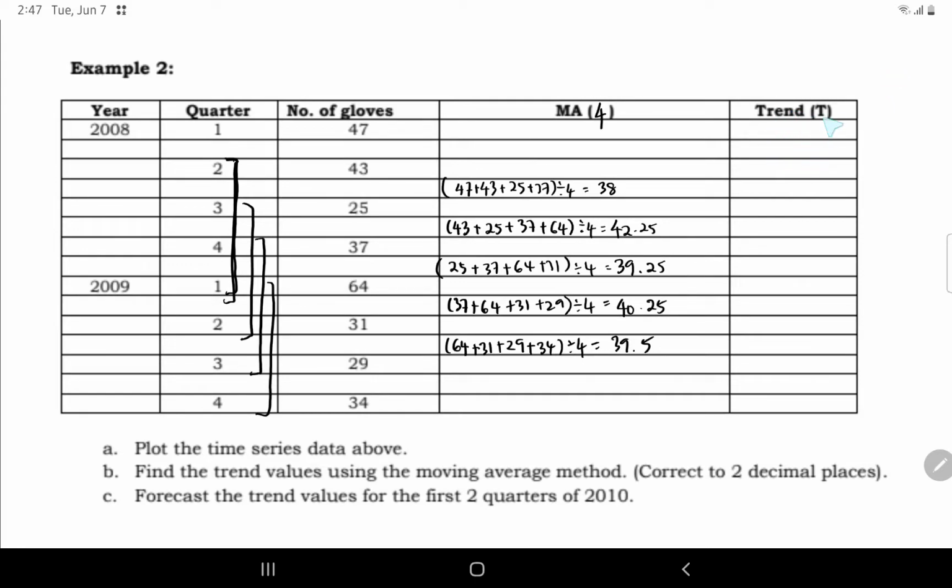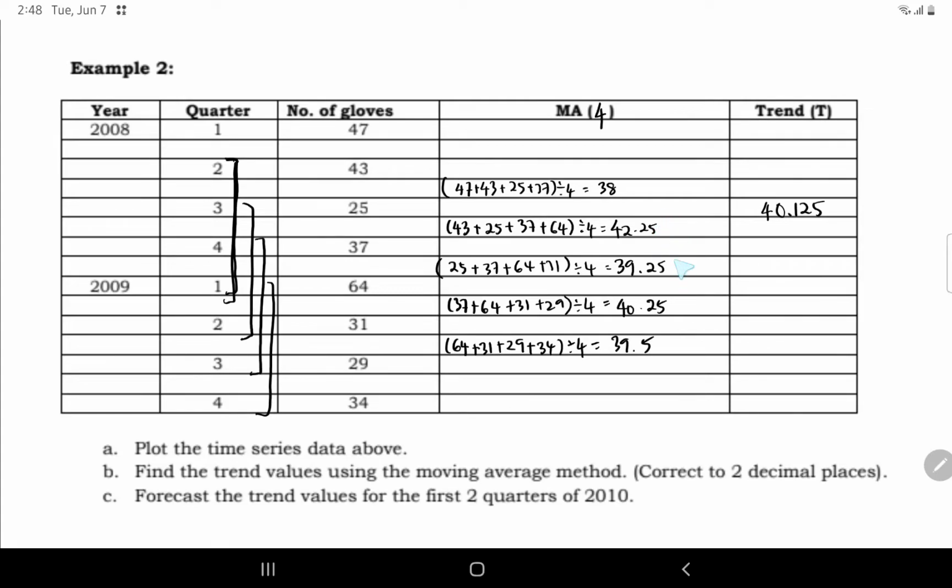Then to find the trend, we need to find the average of 2 values in this column. The first 2 values are 38 and 42.25. So kita cari average dia: 38 tambah dengan 42.25 bahagi dengan 2. Kita tulis jawapan dia tengah-tengah antara 2 ni. So 40.125.